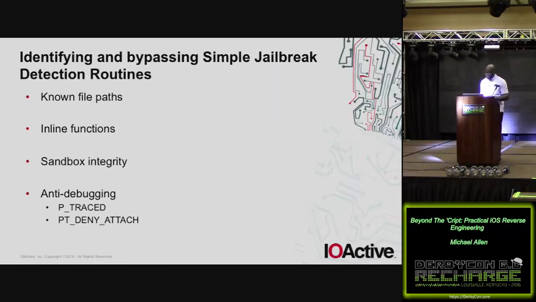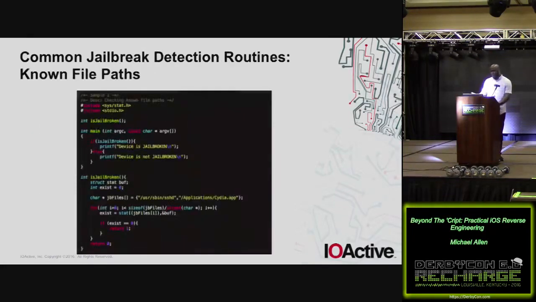Jailbreak detection routines. Jailbreaking a device usually results in some artifacts being left behind. The ones that we're going to look at quickly: known file paths, inline functions, checking to see if the sandbox is still intact, and some methods that developers might use to deny debugging. Simple routine here. So we have our isJailbroken function, and it just checks to see whether or not certain files exist. Cydia, App Store, SSH.